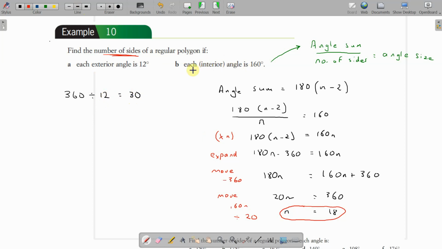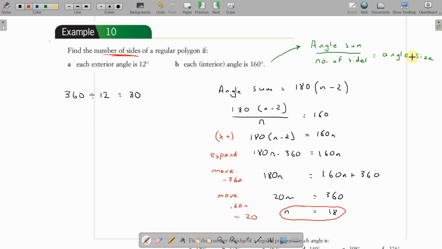Okay, next one. Find the number of sides if each interior angle is 160. Now, from last time, we realised that we have to do the angle sum and divide it by the number of sides, which is going to equal how much each angle is in a regular polygon. The angle sum, we don't know what that is. The number of sides, we don't know what that is.